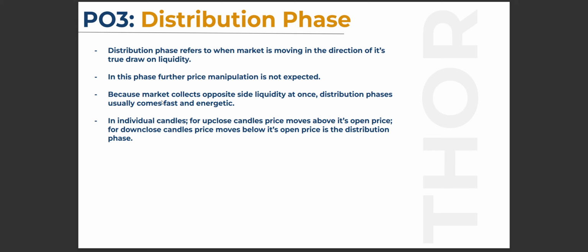In the distribution phase, because the market collects the opposite side of liquidity at once, distribution phases usually come fast and energetic because of that. An individual candle example: for up close candles, whenever price moves above its open price, or for down close candles, whenever price moves below its open price, that is the distribution phase.